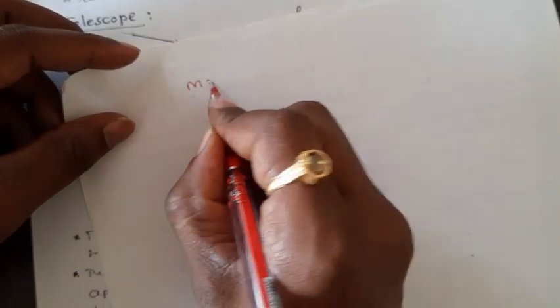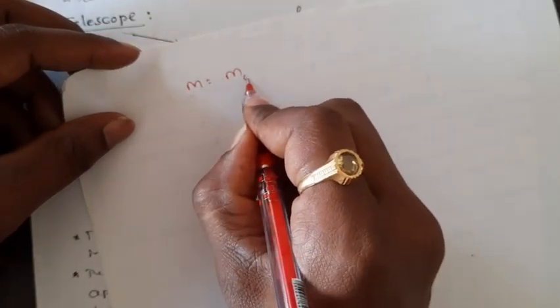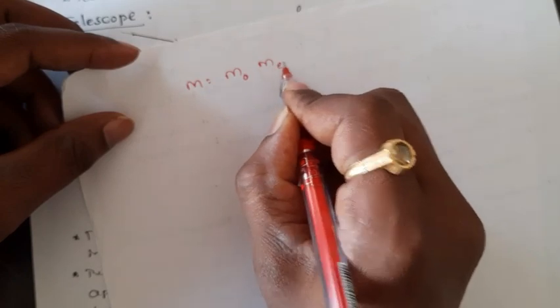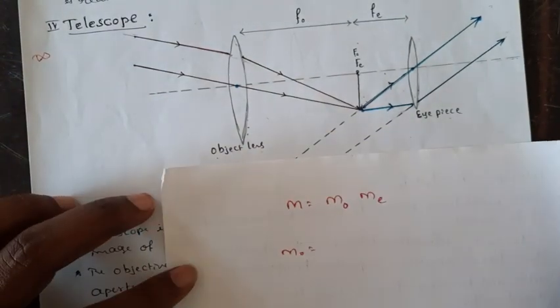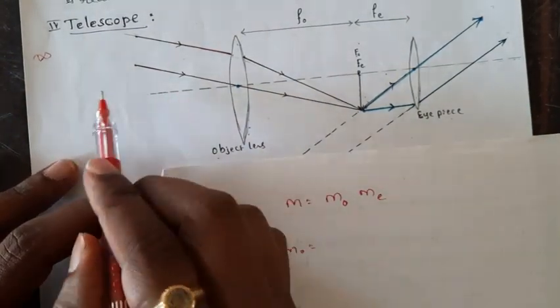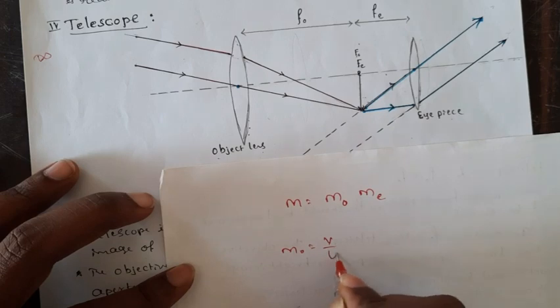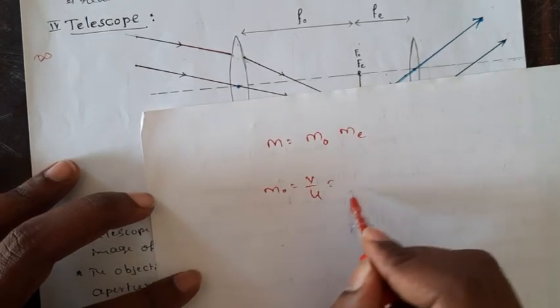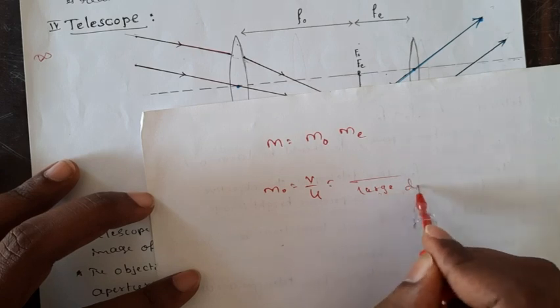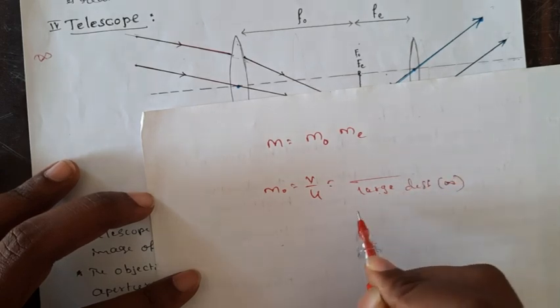Okay, so what's the magnifying power formula? Magnifying power m is equal to the magnifying power of the objective lens times the magnifying power of the eyepiece lens. For m naught, what is the distance of the object? The object distance is very large, about infinity. The formula is V by U.